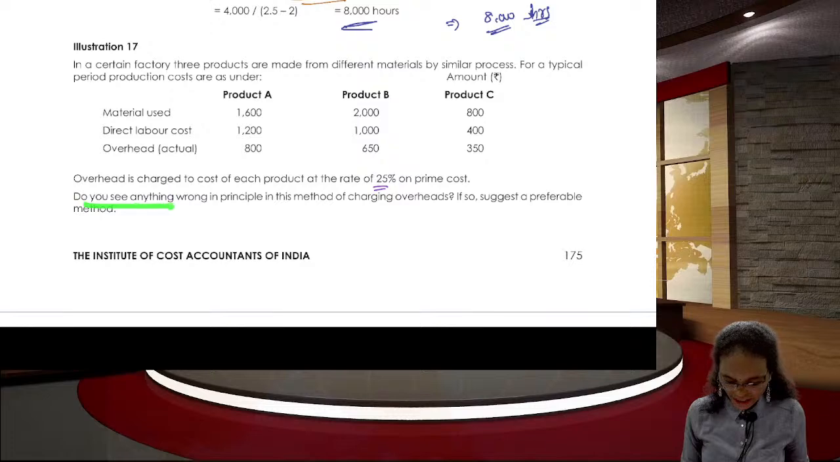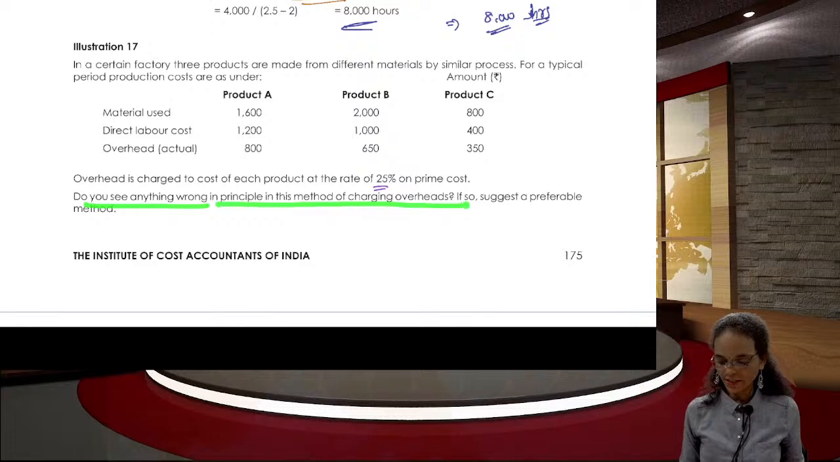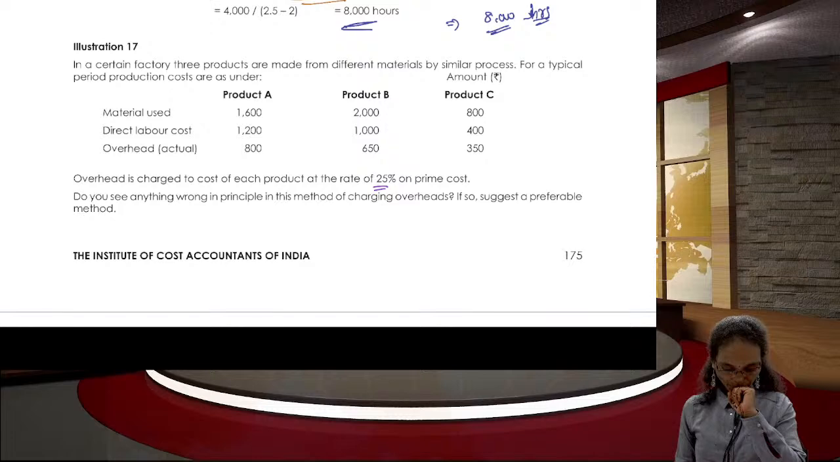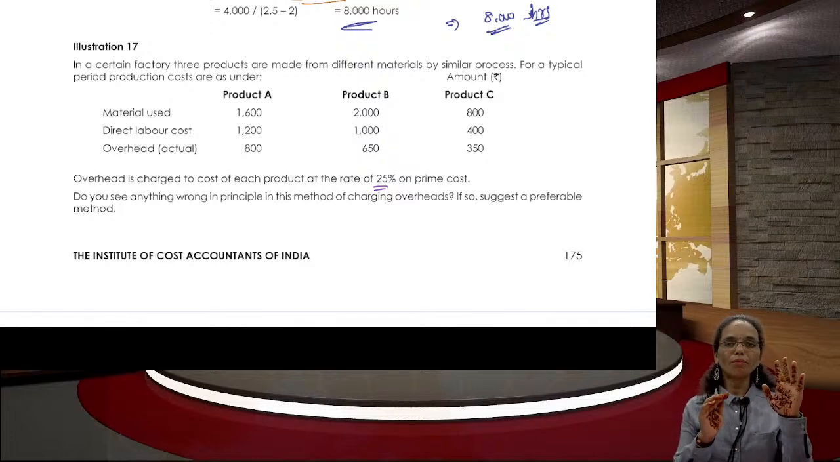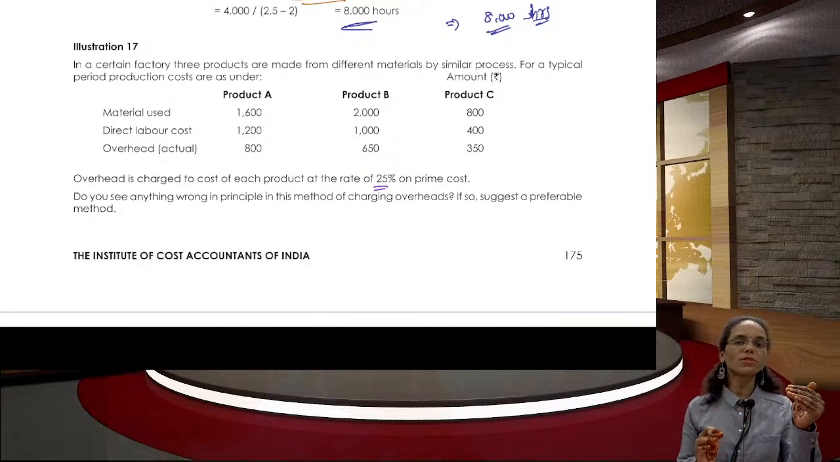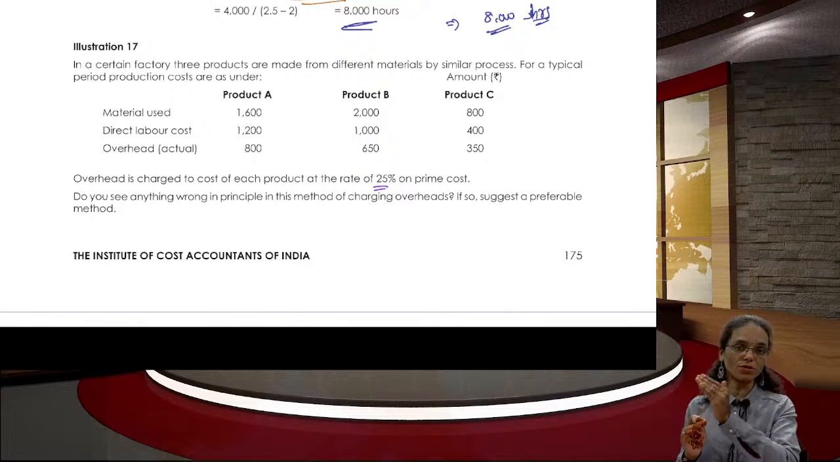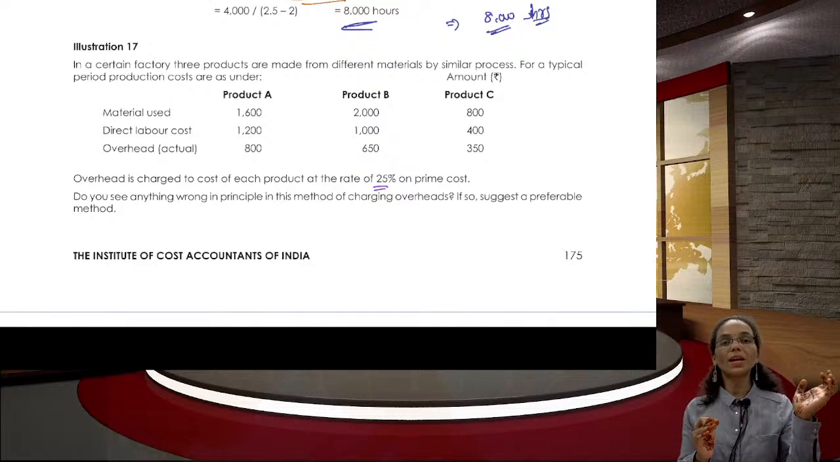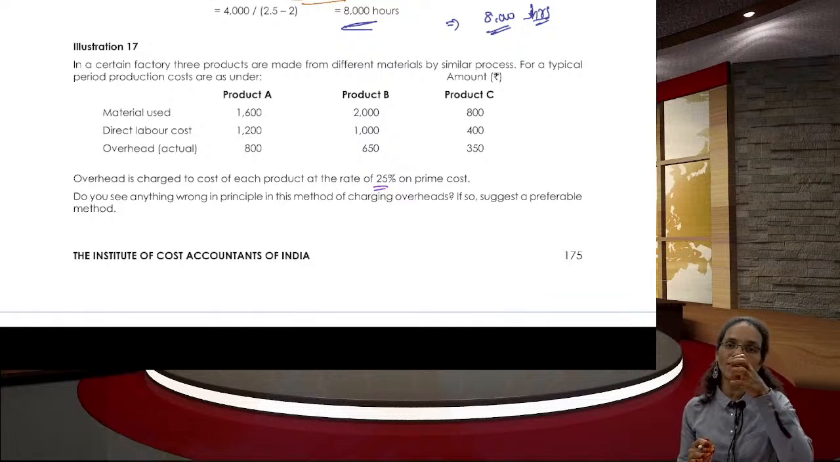Do you see anything wrong in the principle in this method of charging overheads? If so, suggest a preferable method. So we need to check it. See, 3 products we have. Material is different for the production of the output, but the 3 products are going through the same processes. The input material required is different for different products.